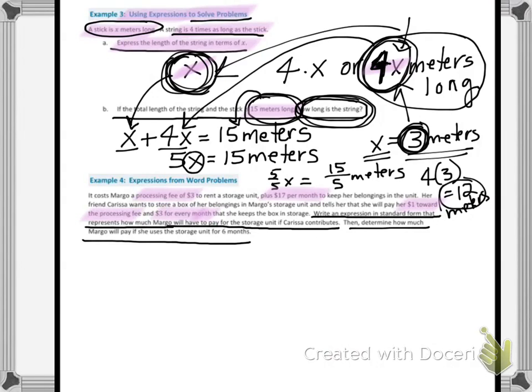Okay, so first you're going to write an expression. That's this one here. We're going to write an expression first that represents how much Margot will have to pay for the storage unit if Carissa contributes. Then you're going to evaluate that expression, determine how much Margot will pay. So you're actually going to apply some charges. Okay. All right. So I'd like you to give that a whirl. I think this could take some time, but I'd like you to try it out.